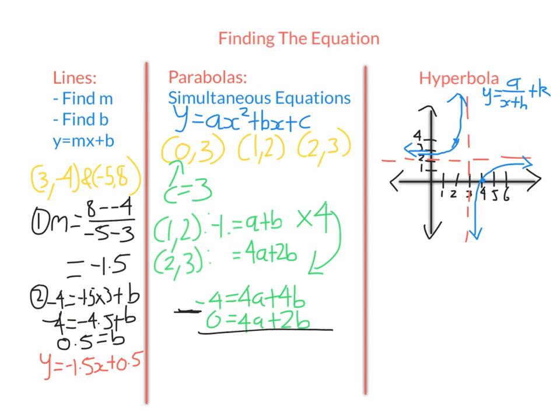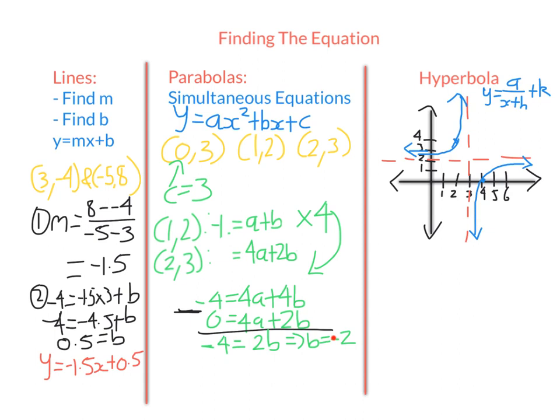So, going through here, minus 4 minus 0 is, of course, just minus 4. 4a minus 4a is 0. That's why I'm doing this. I'm eliminating the a's. 4b minus 2b equals 2b. So I get 2b is equal to minus 4. B is equal to minus 2.